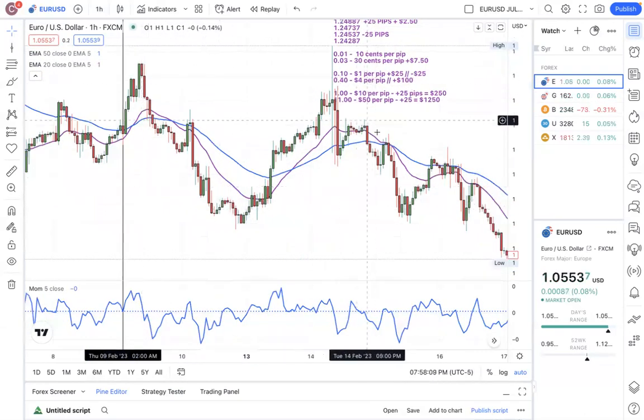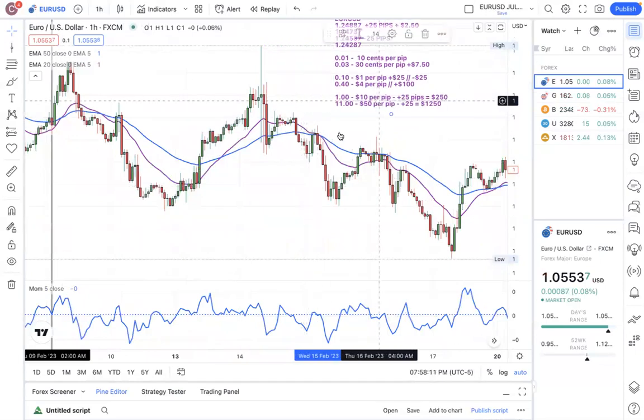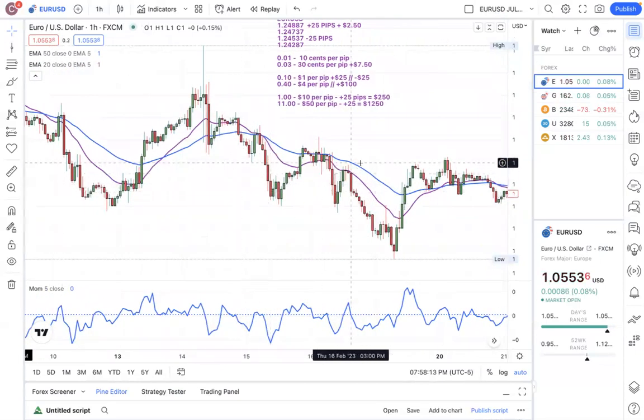So again, I'm going to show you guys a few more examples just to let you know that you can wait. You don't have to rush to trade, because this is going to happen again. It's going to happen again.